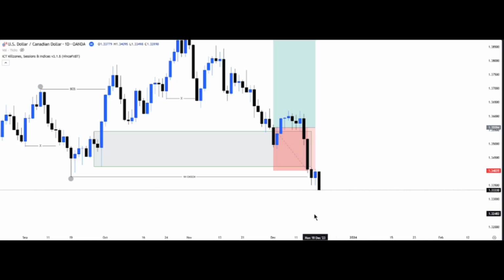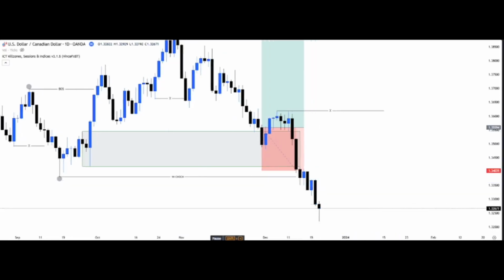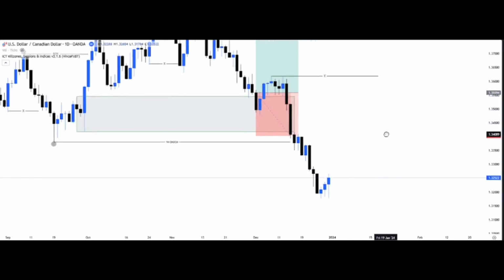So where is the inducement here? Well, look at this inducement here to confirm the low. This inducement has to be taken out before low is confirmed. So we continue. Okay, so our inducement is still okay where it is. So we are waiting for price to take out that inducement.